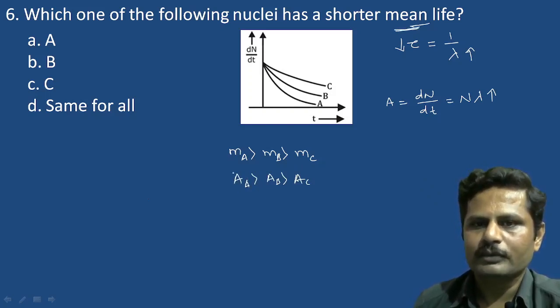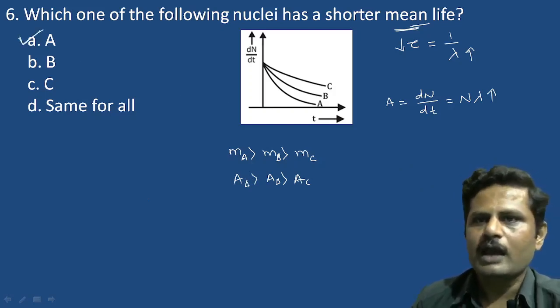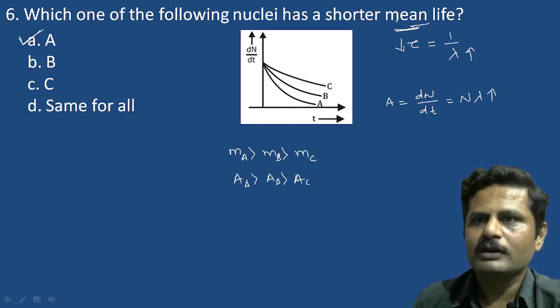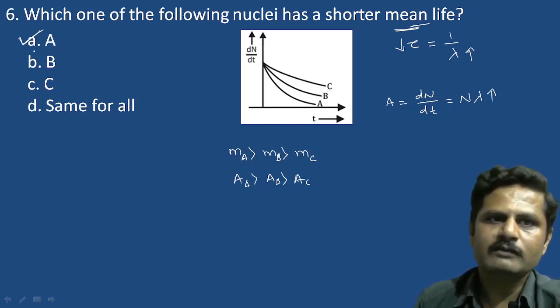So here the activity of A is more, from this slope. Therefore A nuclei have a shorter mean life, and C nuclei have a lesser slope, so activity is less. If the activity is less, then it will have a greater mean life. So C has a greater mean life, whereas A has a shorter mean life. So A is the correct option.